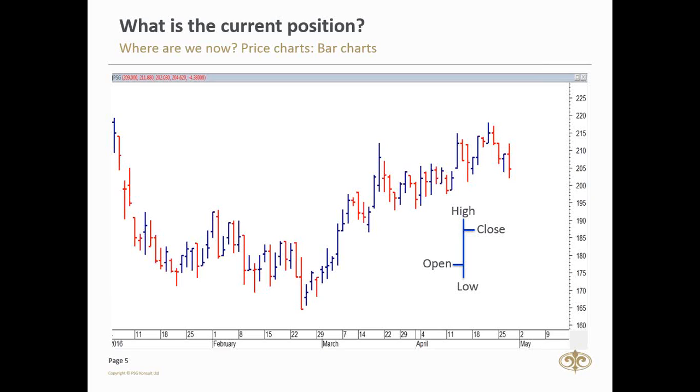What's important is the opening price and the closing price are shown as little horizontal ticks or dashes from that bar. The opening price is to the left and the closing price to the right. On Metastock charts you can customize it. I've called all my up days blue, and when it is a down day, when the close is lower than the open, I've colored them red. So that's just a very quick way of visually seeing what's happening on the charts. So that is the current position for a lot of traders. Those are the 2 charts most people use.